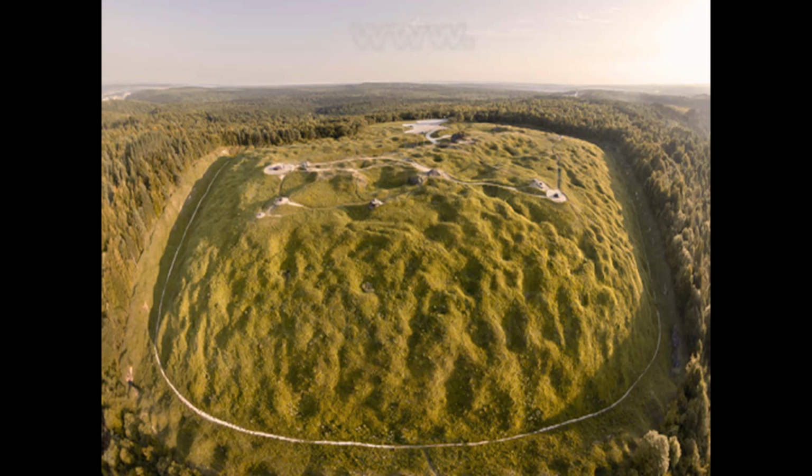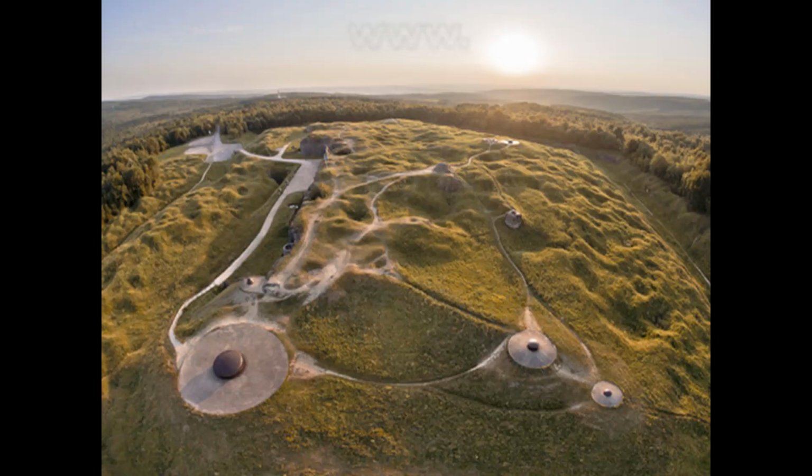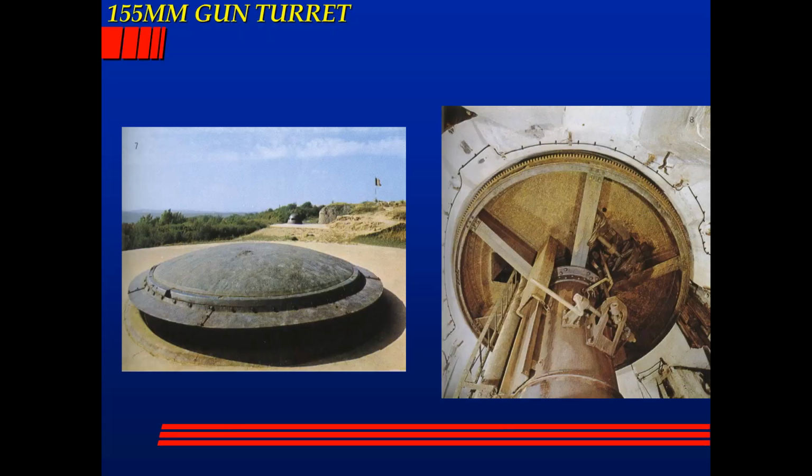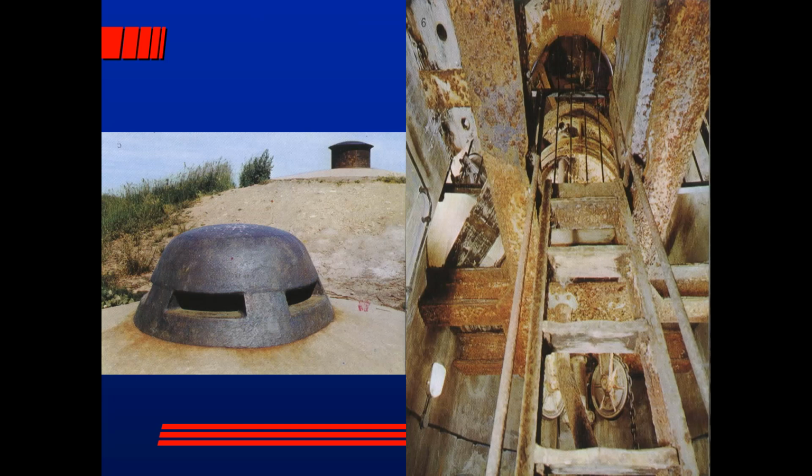This is an aerial view of the site today, 100 years after the fighting. And then this is a close-up of the rooftop. And you see those round areas. Those are pop-up 155 millimeter gun turrets. They also have pop-up machine guns. And then they'll also have observation ports that can pop up and down.